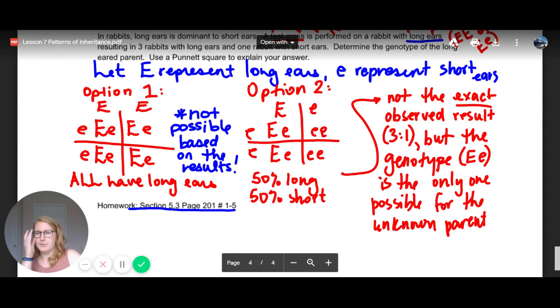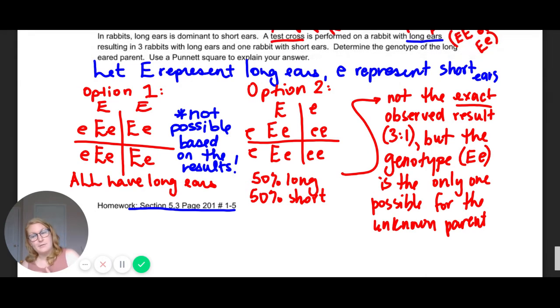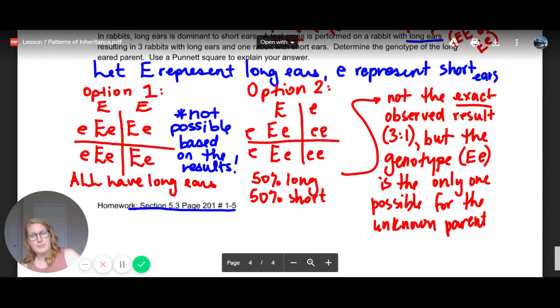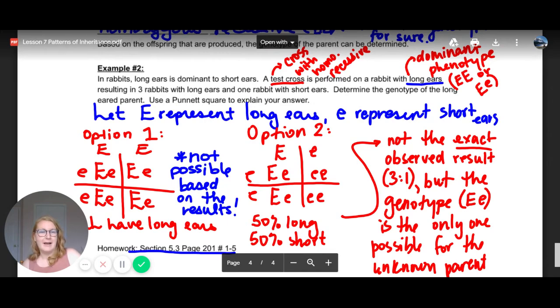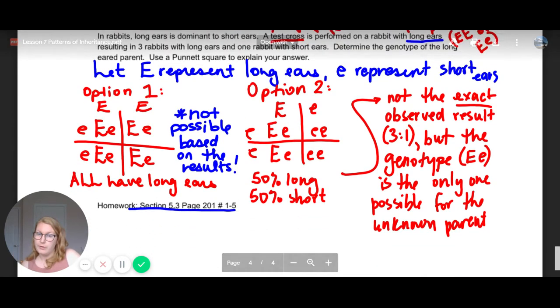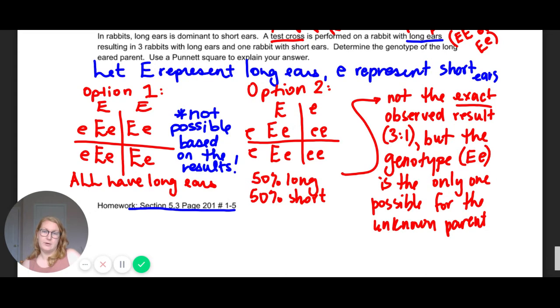And you'll notice that in both options, I've used the test cross. I've used a homozygous recessive, so the small case e's on the side. Option 1 is if the first parent that was unknown is 2 capital E's. And so if I notice, 100% all have long ears. In my actual outcome that I was told, though, there are some that have short ears. So I know option 1 is not possible. Option 2, though, where I have the heterozygous parent against the homozygous, I see that actually there is a prediction of 50% heterozygous, which would have long ears, 50% homozygous recessive, which would have short ears.